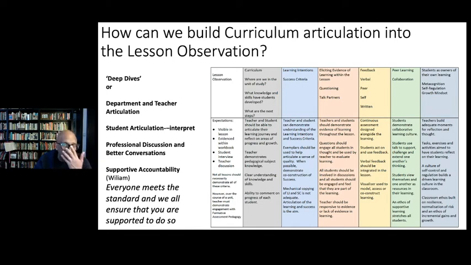I've been deep diving, and it was a hilarious experience. What I'm looking for is, for the department, the teacher articulation of what's going on, the student articulation and interpretation of what they're learning. I would like professionals to be in critical conversation, Jim Knight's idea of better conversations, where we are talking about what we're seeing in a way that helps us improve.